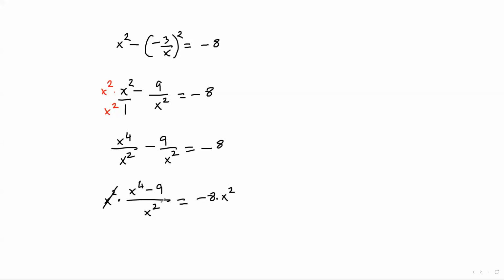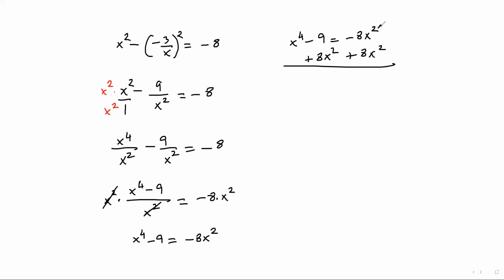So this x squared will cancel out. x to the 4th power - 9 is equal to -8x squared. Now to make the right side of this equation 0, I'm just going to add 8x squared to both sides. When I do it, this one will cancel out. I'll get the equation x to the 4th power + 8x squared - 9 = 0.